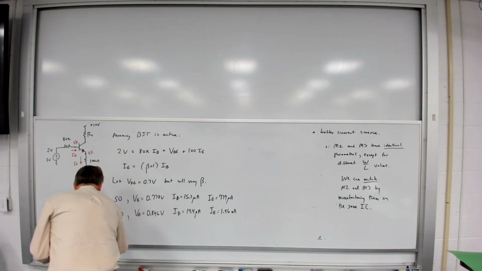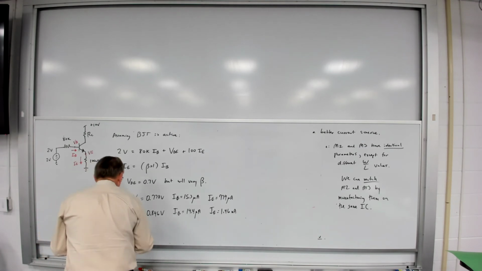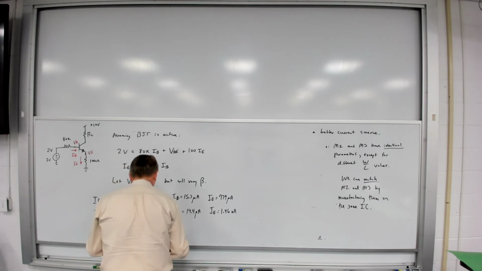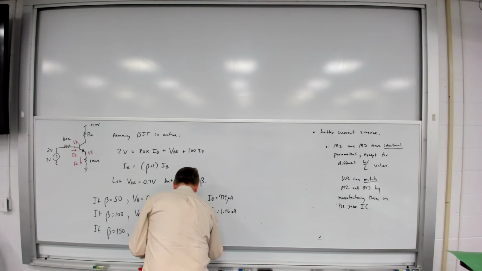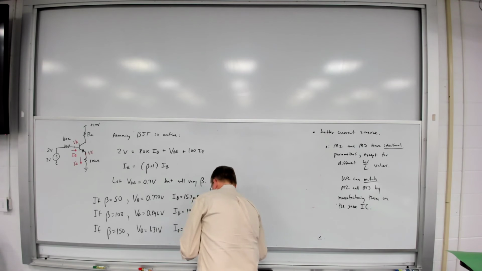And if beta is equal to 150, then VB is equal to 1.31 volts. IB is equal to 13.7 microamps. And IE is equal to 2.06 milliamps.